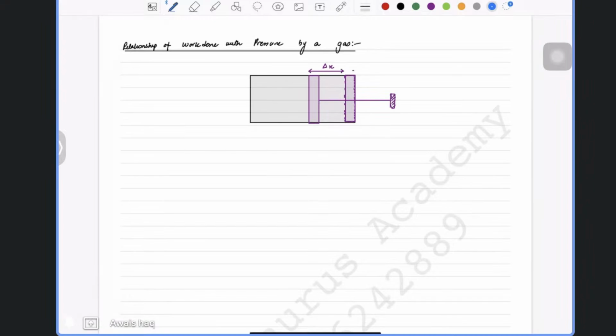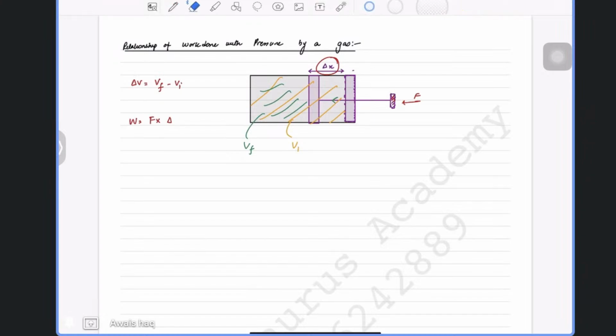The last thing you're going to do is the relationship of work done and pressure with respect to gas. Suppose this is a piston which had this much volume initially. Let's call this V1. When the piston was pushed inside, like here, you got this much volume. So this is the final volume. We can say the change in volume was final minus initial, or initial minus final, it doesn't really matter. To do work, we had to apply a force and move a displacement x. So work done is force times the displacement x.